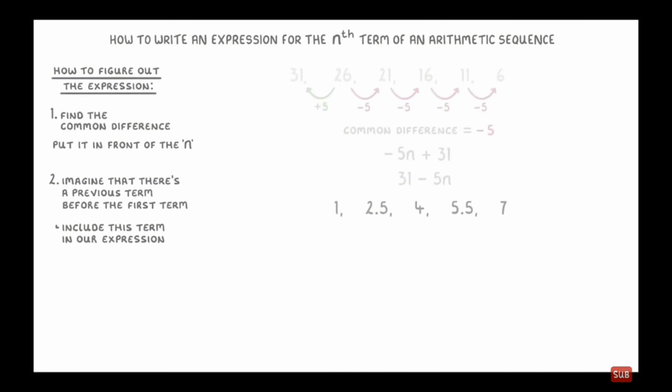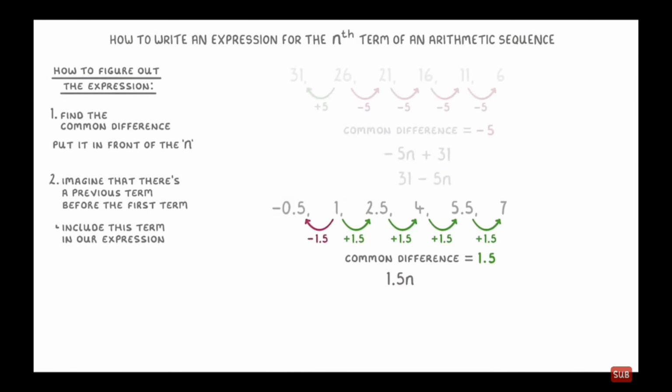For this next one, the common difference is positive 1.5, because it's increasing by 1.5 each time. So we start our expression with 1.5n. Then if we go back by one term and subtract 1.5 from the 1, we get negative 0.5. So we have to subtract 0.5 from our 1.5n to give us the expression 1.5n minus 0.5.